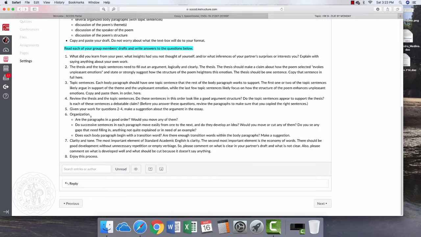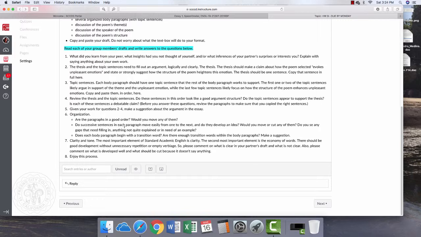Number 6, organization. Are the paragraphs in good order? Sometimes when we draft, we realize after we read our draft a couple of times that possibly our 5th paragraph should really have been our 2nd paragraph. Have you had that happen? Sometimes it does. So just have a check. Do the paragraphs seem to be in an order that they go in, or do you think maybe the draft would work better if one of the paragraphs or more were moved to a different location?